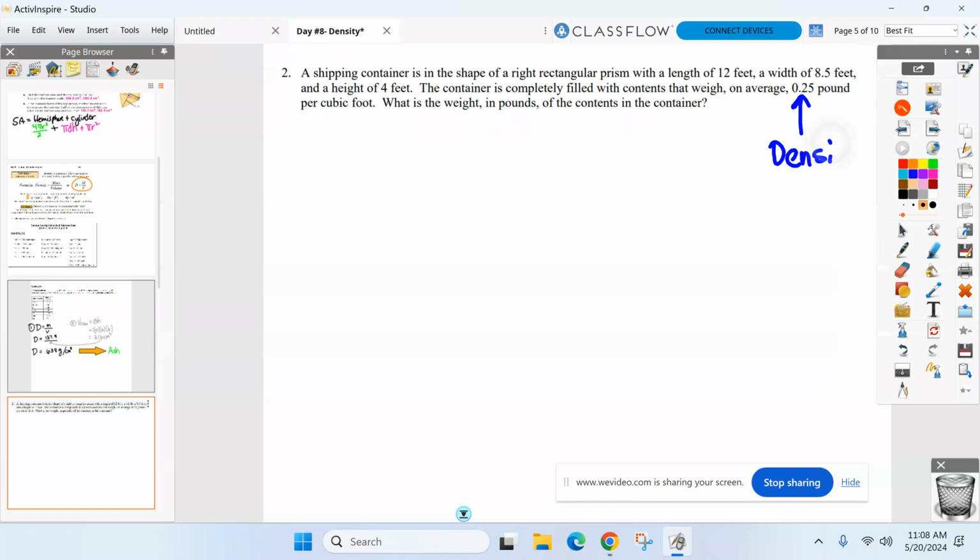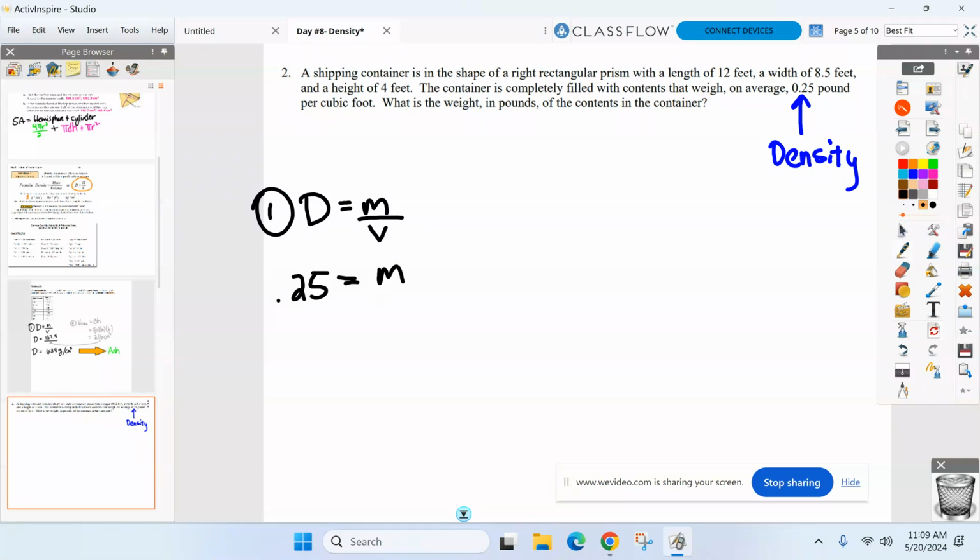Again, how do you know that's the density? Because, ready, look at the units attached to it. Pounds, which is mass, per cubic foot, which is your volume. So that automatically tells me that's my D value. And what's the weight of the container? So it looks like we're looking for the mass now. So D equals mass divided by volume. We just said it's 0.25. Substitute that in for D. We're looking for how heavy the shipping container is. And I warned you guys last problem. We're going to have to find the volume on a lot of these.